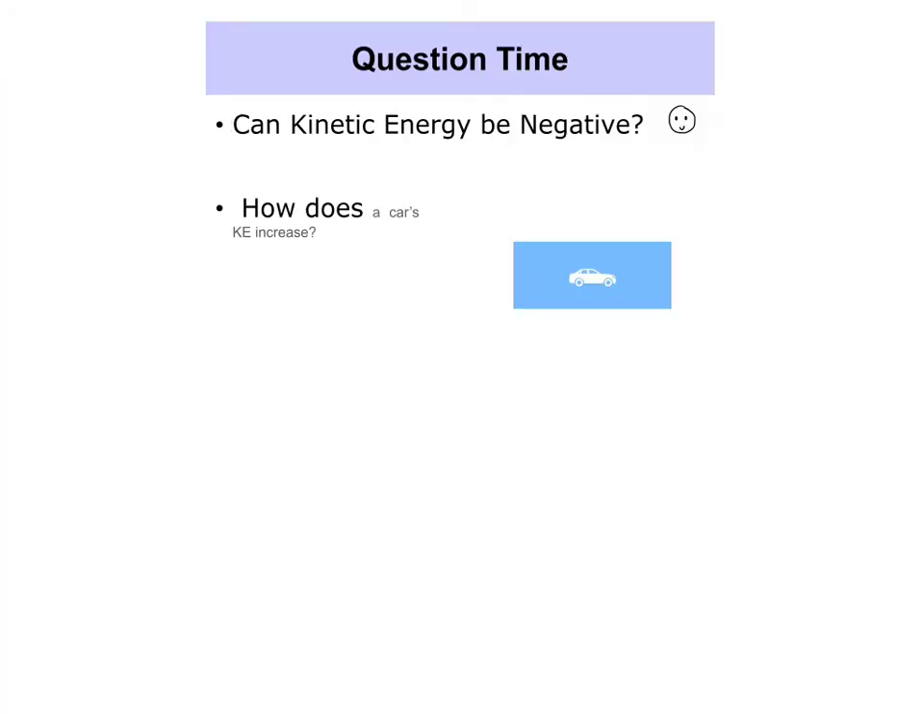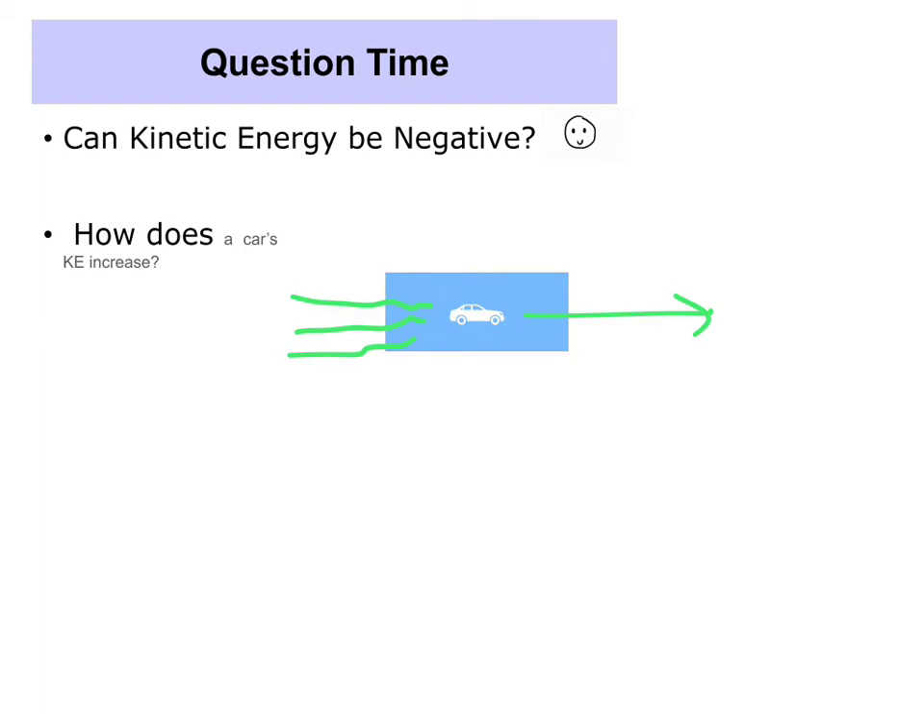Two concept questions for you to ponder here. Can kinetic energy be negative? And also, how does a car's kinetic energy increase as the car starts moving? We have some movement here and the car starts moving to the right. How does its kinetic energy increase? Just pause the video and have a think about that, please.